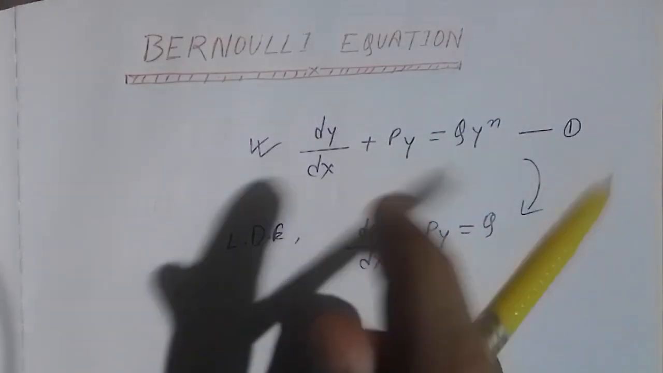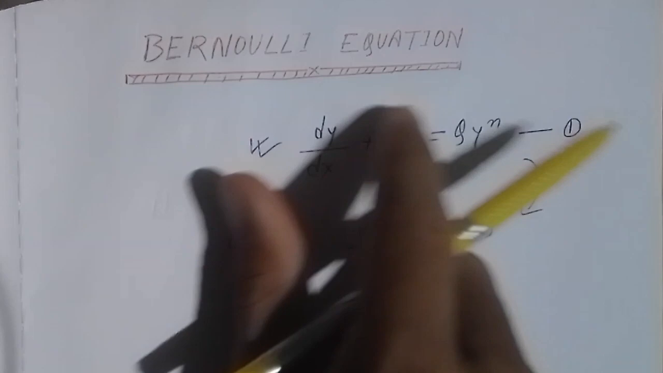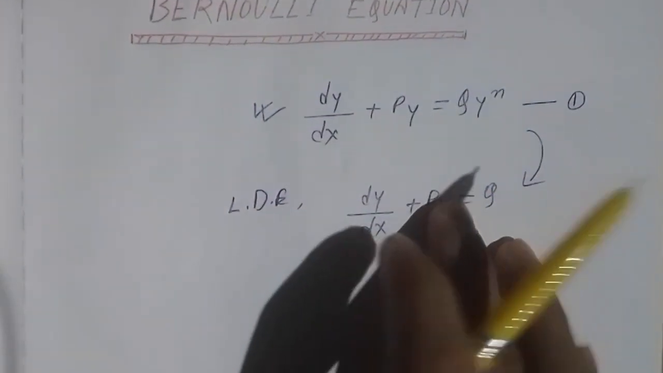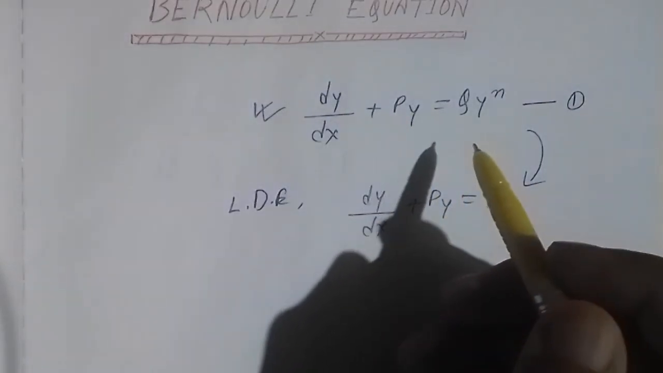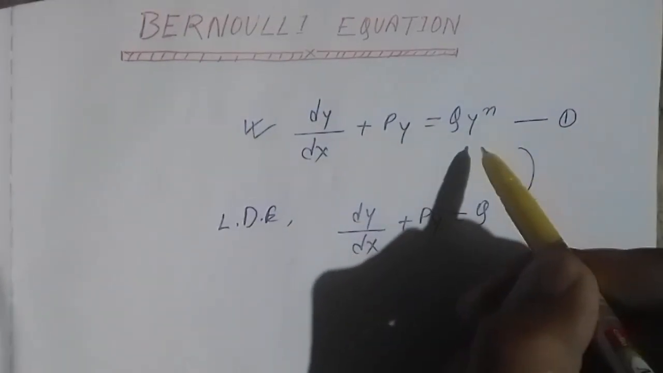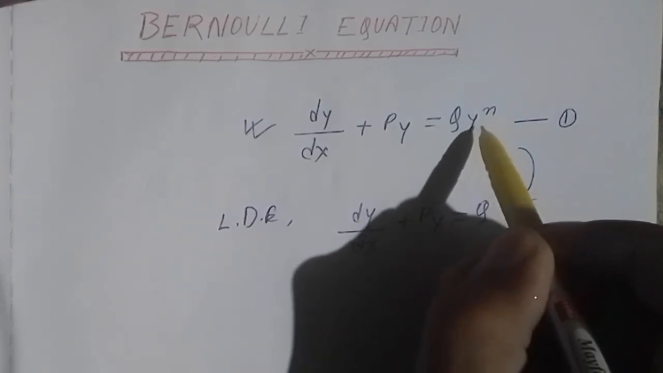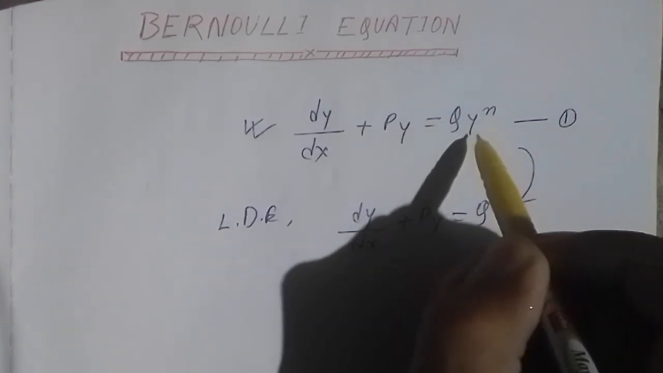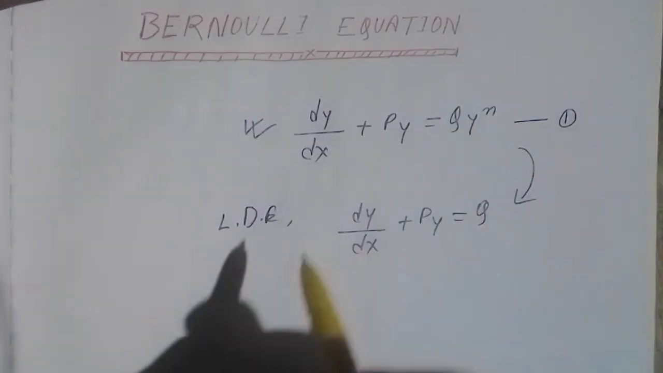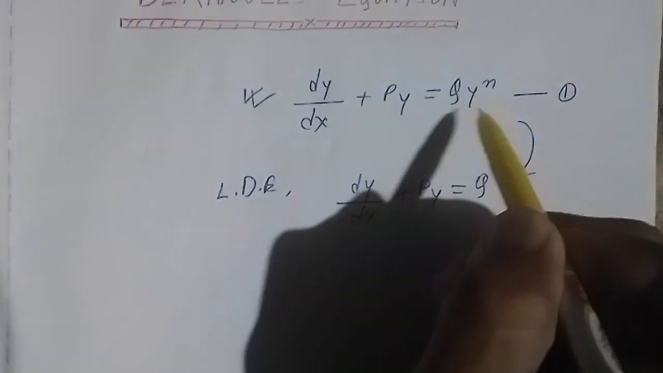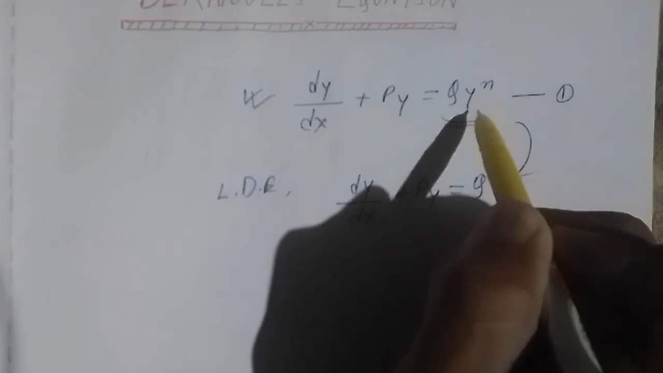So the question is how we can reduce this Bernoulli equation into the linear differential equation. Now, since this is the Bernoulli equation and we have an extra variable on the right hand side of the equal sign, here y to the power n, we have to remove it from this side. So what can we do? We can divide each side by y to the power n. Then from this side the y to the power n will be removed.